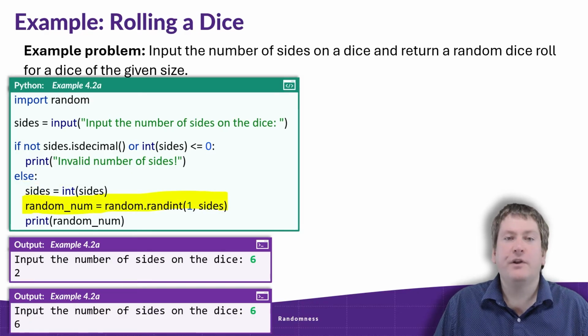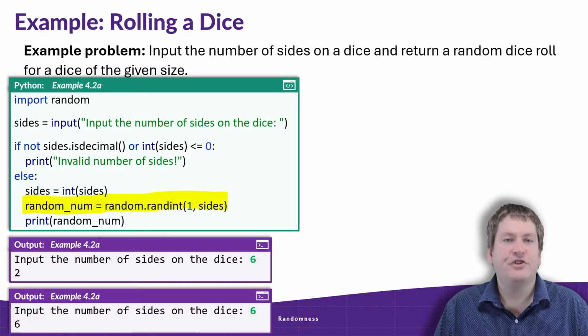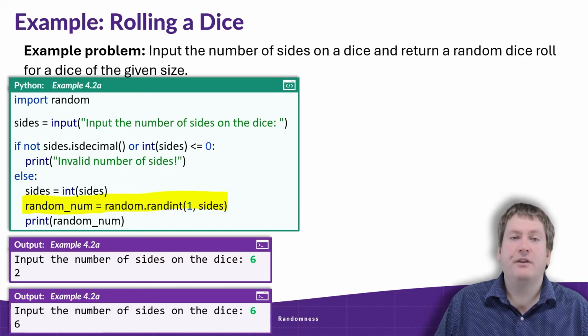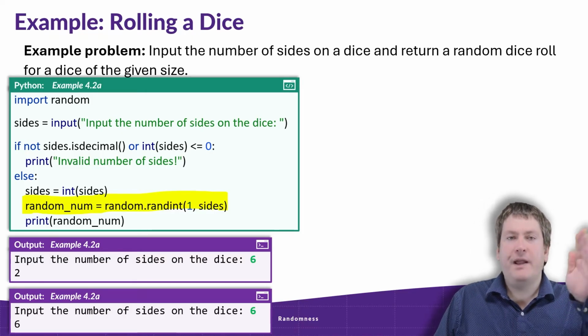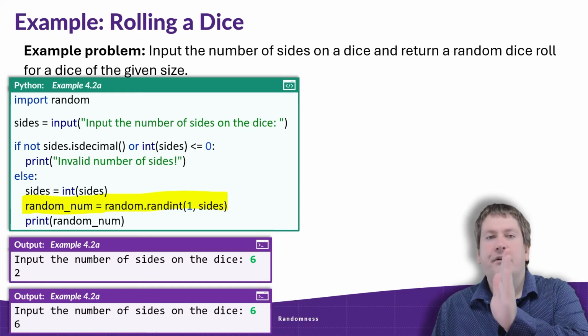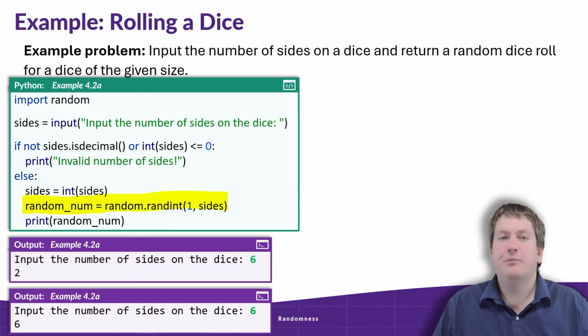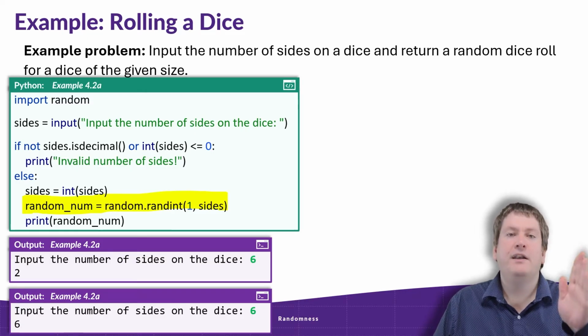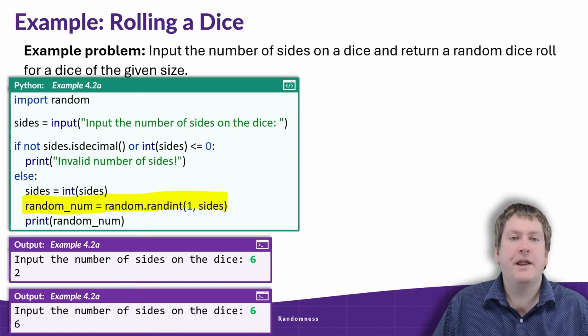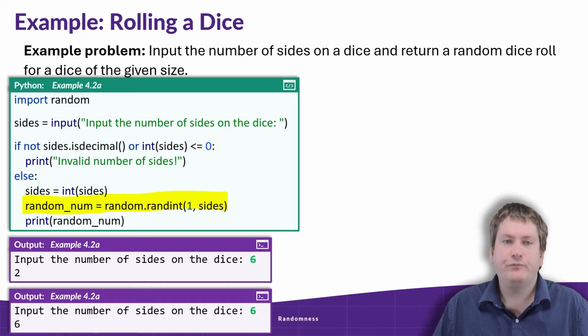And then here is where the interesting stuff happens. This is where we generate a random number. So we're using the randint function, and we're saying the lower bound is going to be a 1, and the upper bound is going to be equal to sides, however many sides there are on the dice. So if we input a 6, the random number is going to be between 1 and 6. And remember, randint is inclusive. So that means we could get 1s and 6s, just like we could get 2s, 3s, 4s, and so on. And then we simply output that random number to the user. So it's fairly straightforward when we're using that random module.